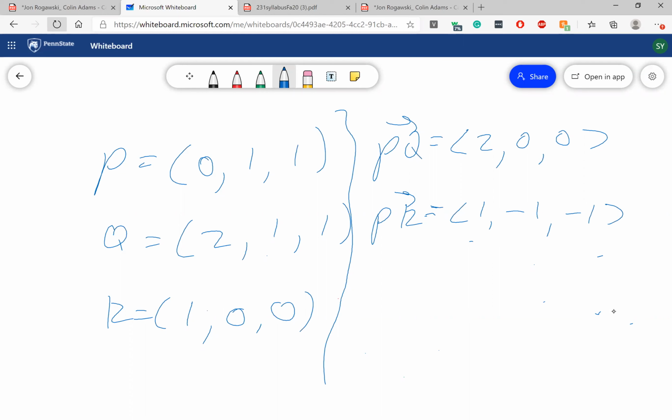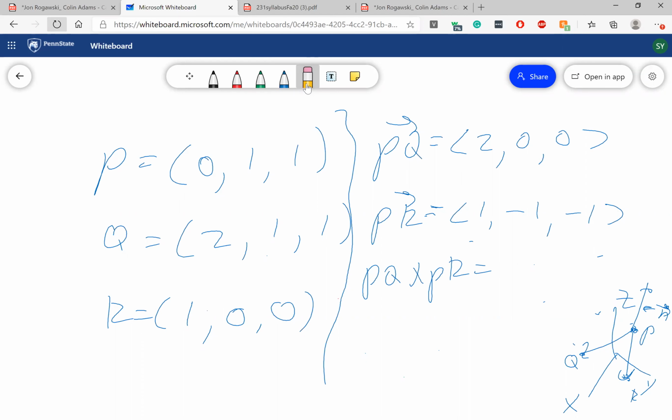So far in our diagram, what we've done, this is x, y, and z. So here are our points, P, Q, and R. So we found the vector PQ and the vector PR. And now we want to find the cross product in order to find the normal vector. So this is the normal vector. So what is PQ cross PR?